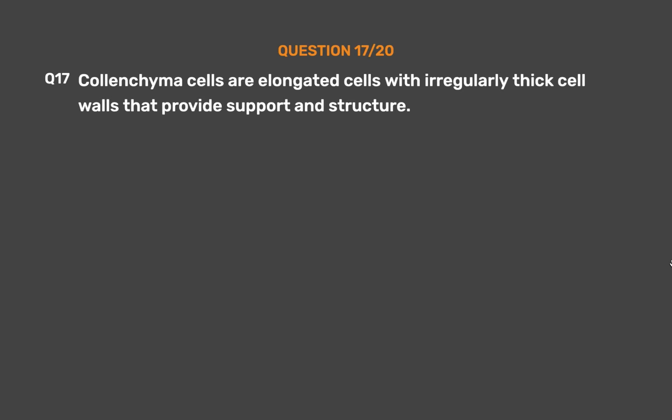Question number 17. Collenchyma cells are elongated cells with irregularly thick cell walls that provide support and structure. Option A. True. Option B. False.